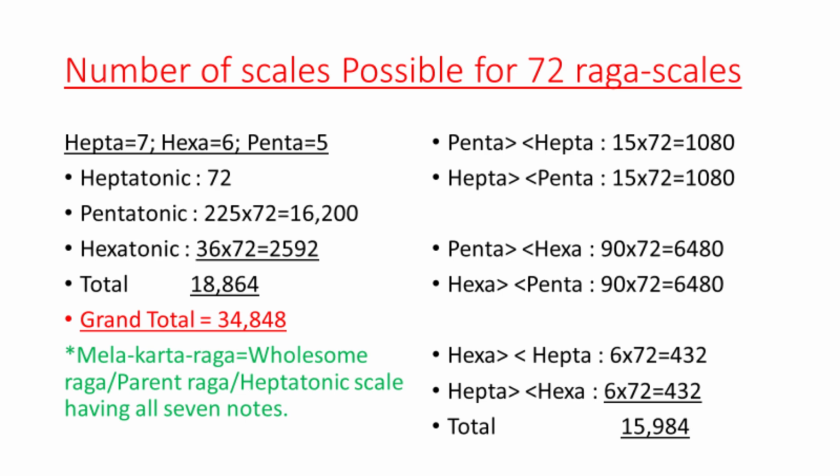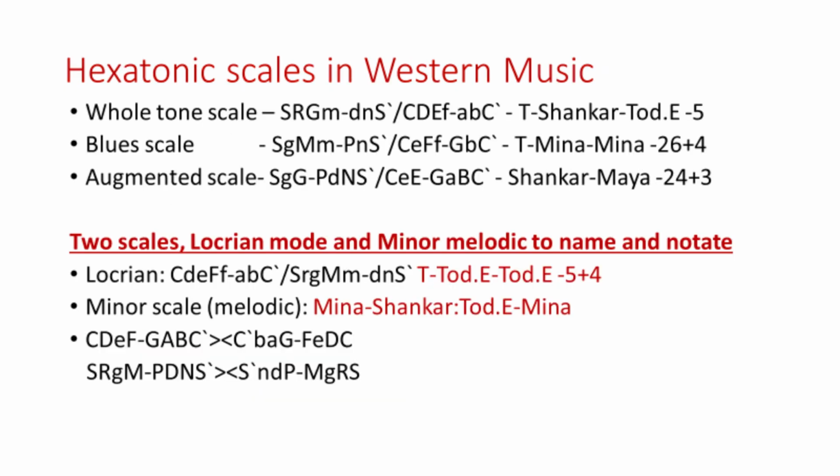Now let's see how we can notate and name the hexatonic scales. We already saw heptatonic and pentatonic scales, how they are named and notated. It is using the same principle. Let's take three examples from Western music scales. One is the whole tone scale, one is the blues scale, and the third one is the augmented scale.